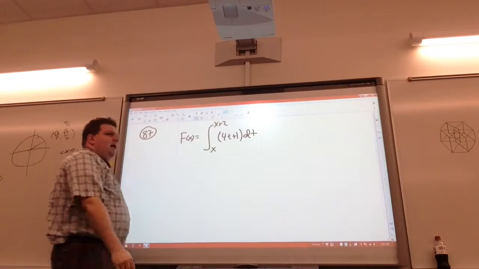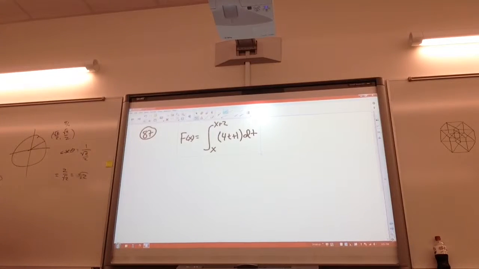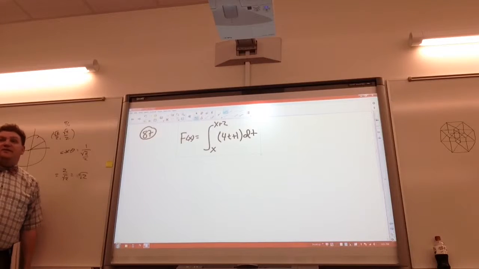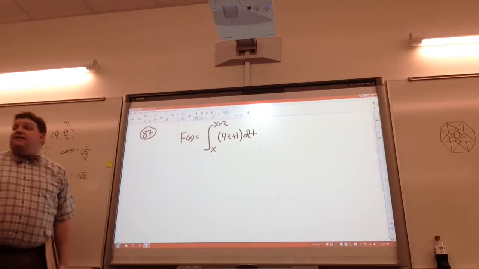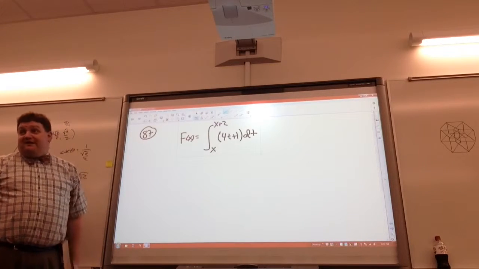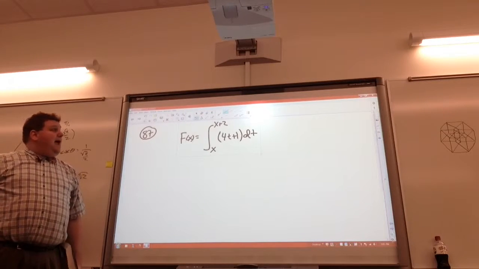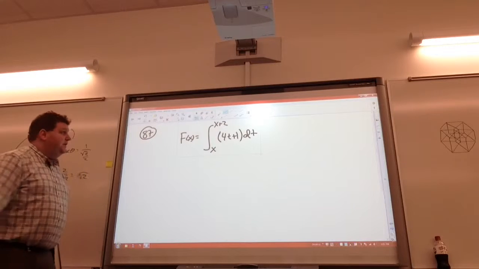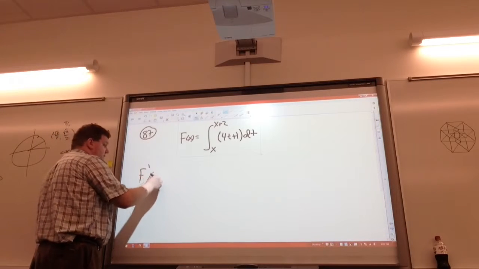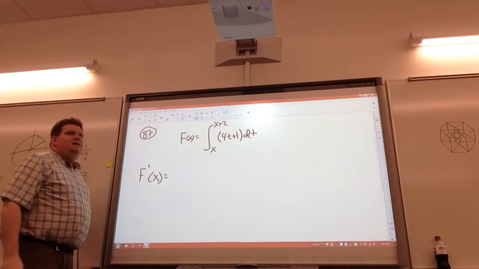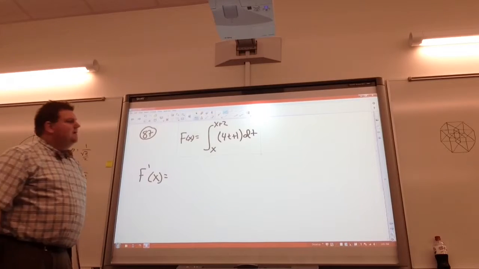Oh, it's not a constant. x is not a constant at the bottom, right? And the fundamental theorem says it's from a constant to x. That's from x to another x plus 2 in this case. So really I can't use the theorem on this one to figure out what f prime of x is. But what can I do?